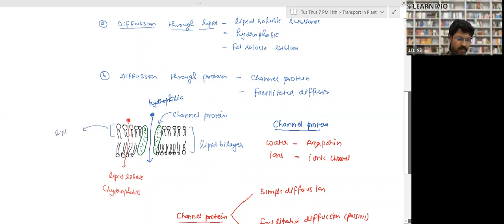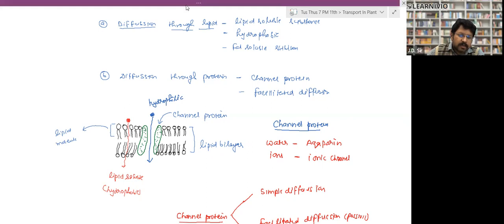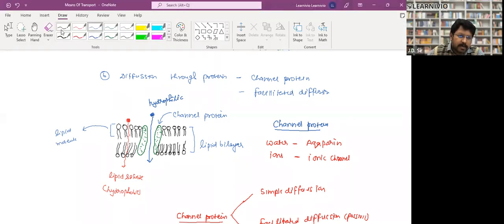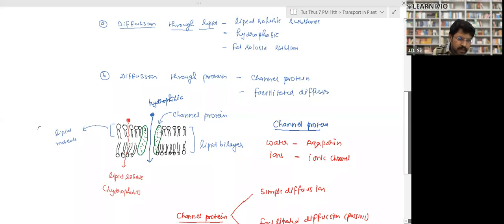These are the lipid molecules, and out of these lipid molecules, the hydrophilic head always remains on the outside. The lipid molecule looks like this. This is its head and this is its tail. This upper part, the head, is hydrophilic, and this is the tail. The tail is hydrophobic, right?